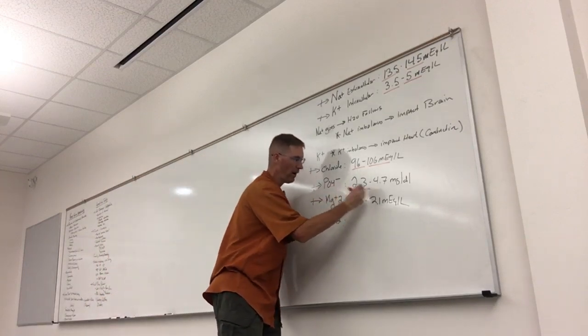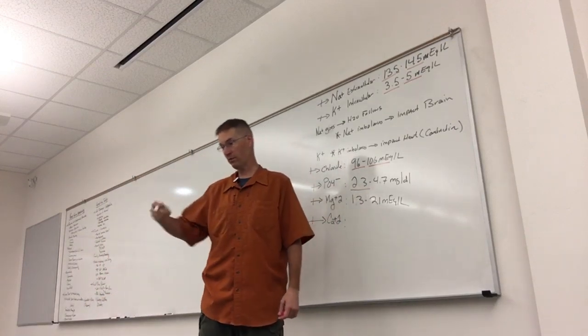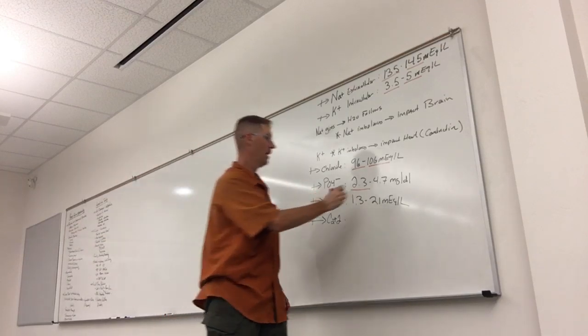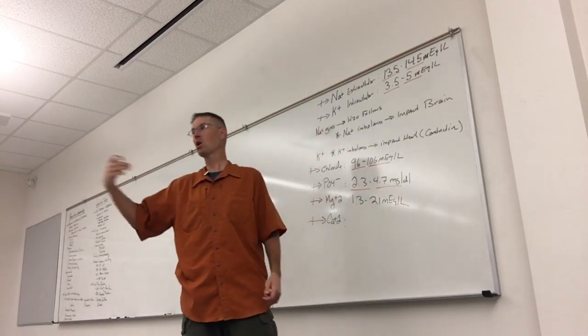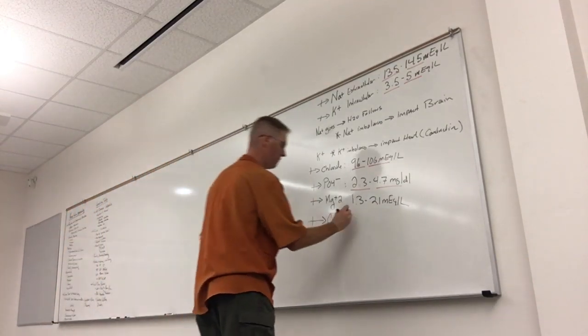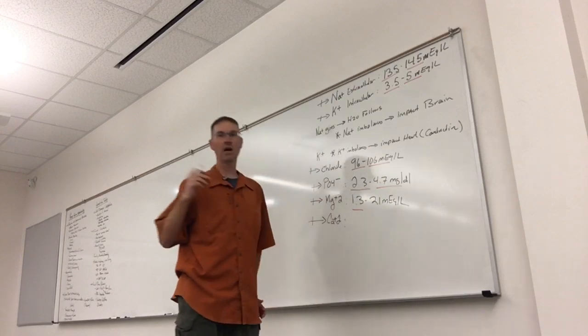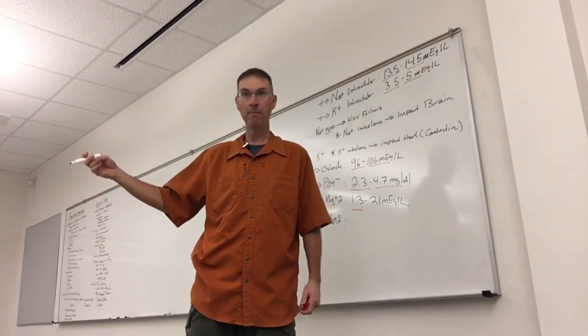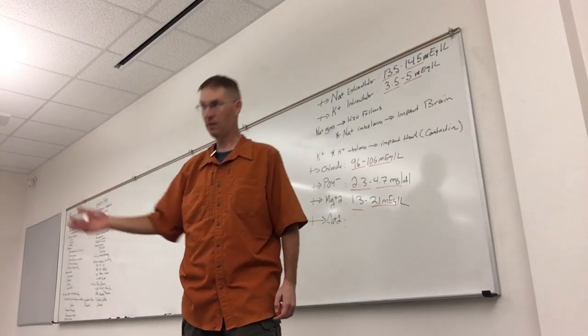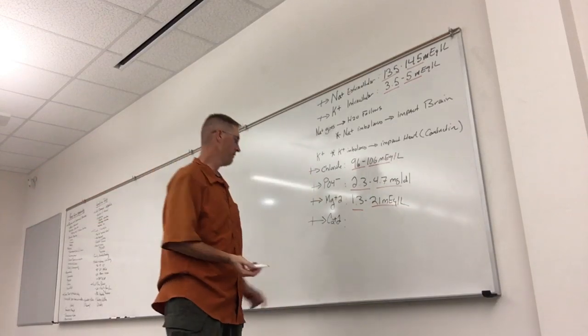Phosphate. A low phosphate is hypophosphatemia. And a high phosphate is hyperphosphatemia. Okay with that? Magnesium. Low magnesium is hypomagnesemia. High magnesium is hypermagnesemia. Okay with that? And then finally calcium.